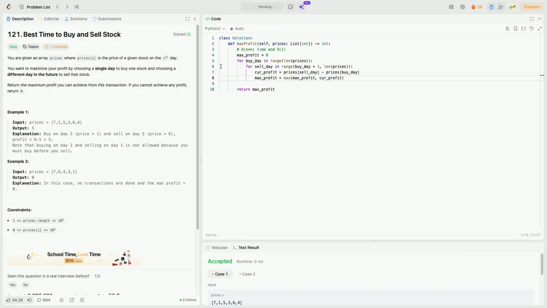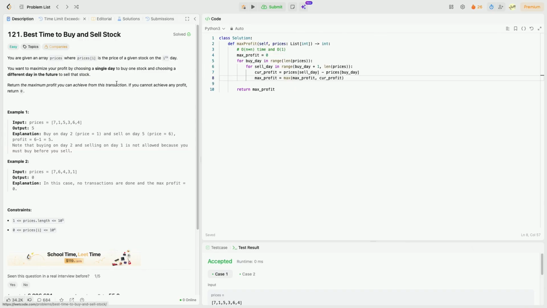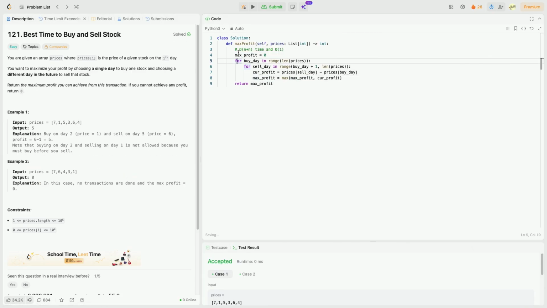Let's see if we can submit it, or if it runs into time limit exceeded. Could be. Yeah, that looks like time limit exceeded. That's a limitation of the LeetCode platform, because the algorithm is not running fast enough. It's not directly related to the asymptotic runtime complexity. It's just that on the CPU this is too slow. Of course, the asymptotic runtime complexity gives a hint of why that might be.